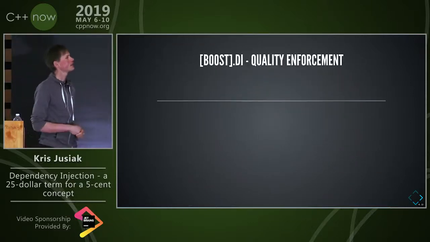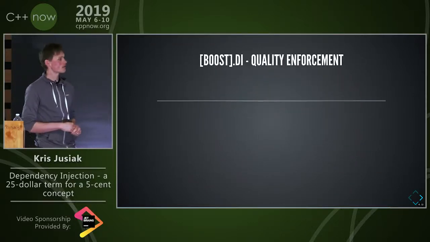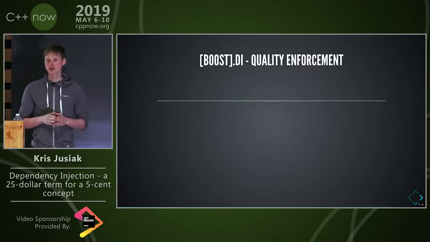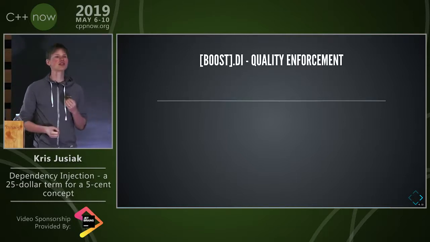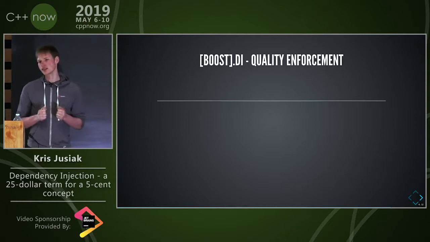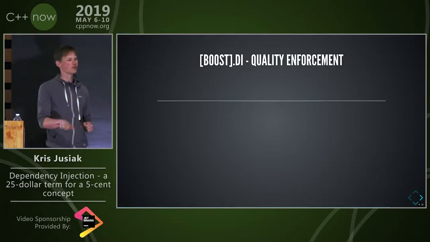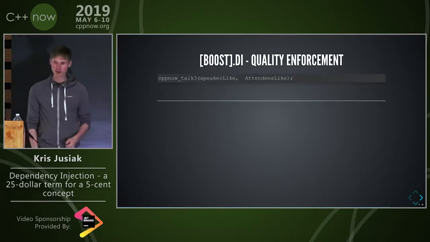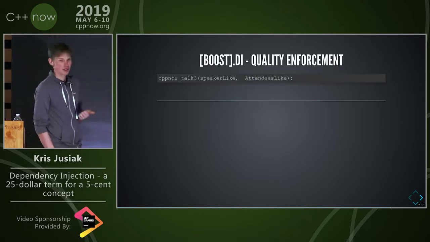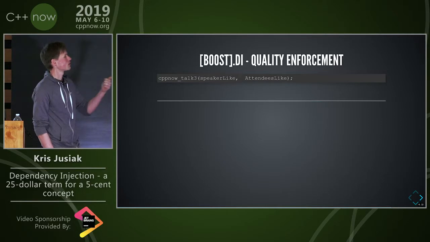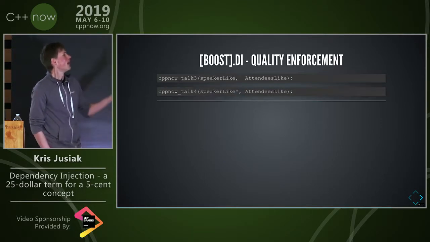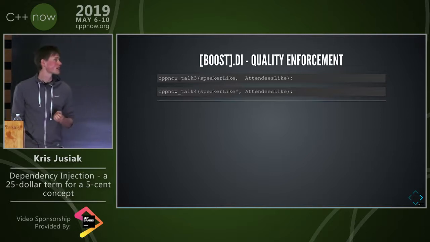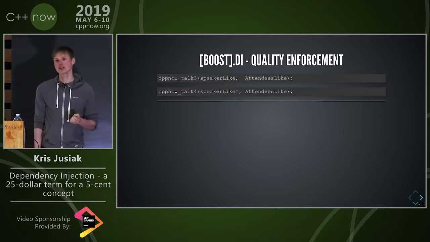And the last thing is quality enforcement. It's often the case that you have different policies in the company, where you say, oh, we don't allow raw pointers. We're better than that. So for example, imagine we have talk3, which takes whatever that is, and after that we have talk4, which takes a pointer to the speaker like.